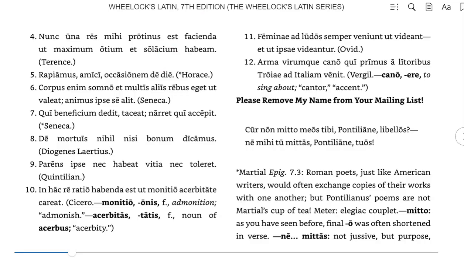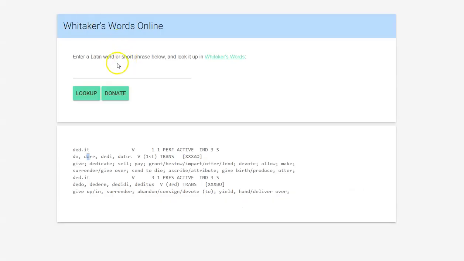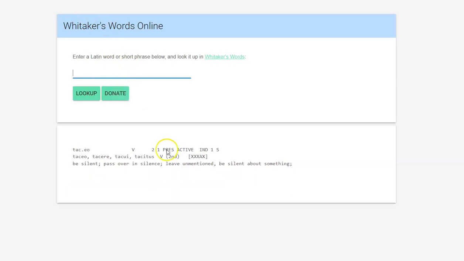Let me look this up myself just to make sure here. So if I just put in the present tense, you can see it's second conjugation. So sure enough, second conjugation, the E becomes an EA, because that is the rule for the subjunctive. So we can double check that. Second person, present active subjunctive. So there we go.